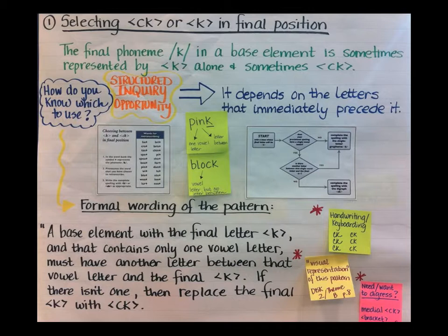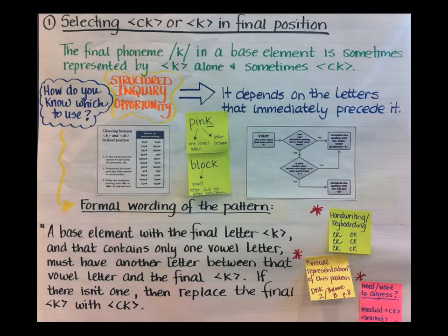So let me read the formal wording of the pattern at the bottom, and keep your eyes on the 2 words in the middle, pink and block, and you can see how that works. The formal wording of the pattern, and this is something that you want to ingrain in your own vernacular so that you can help kids hear this as a formal statement of the way this works. So, a base element with the final letter K, and that contains only 1 vowel letter, must have another letter between that vowel letter and the final K. If there isn't one, then replace the final K with CK. And you can see that in action looking at the 2 words there, pink and block.